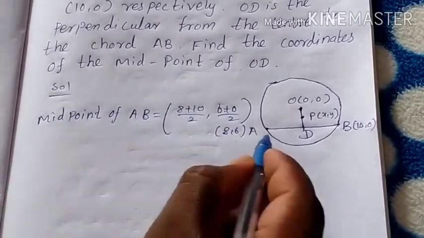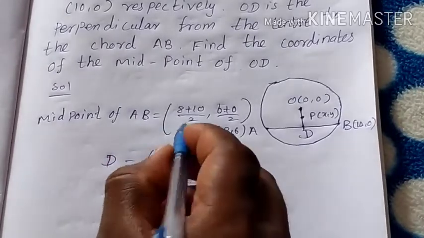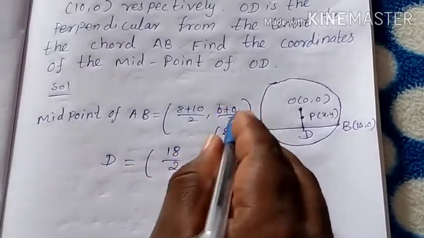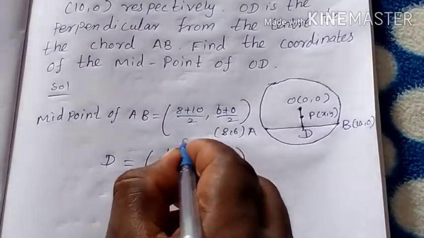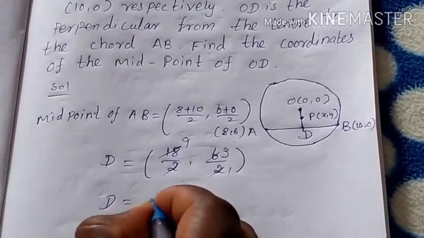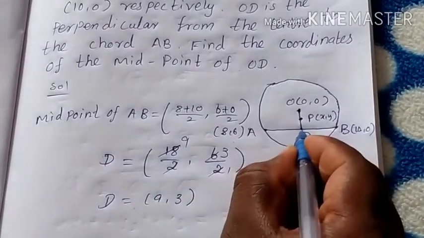The midpoint of AB is D. The point D is (8 plus 10 is 18, divided by 2; 6 plus 0 is 6, 6 by 2). One 2 is 2, nine 2s are 18, one 2 is 2, three 2s are 6. So D is equal to (9, 3). Now we get the point D.